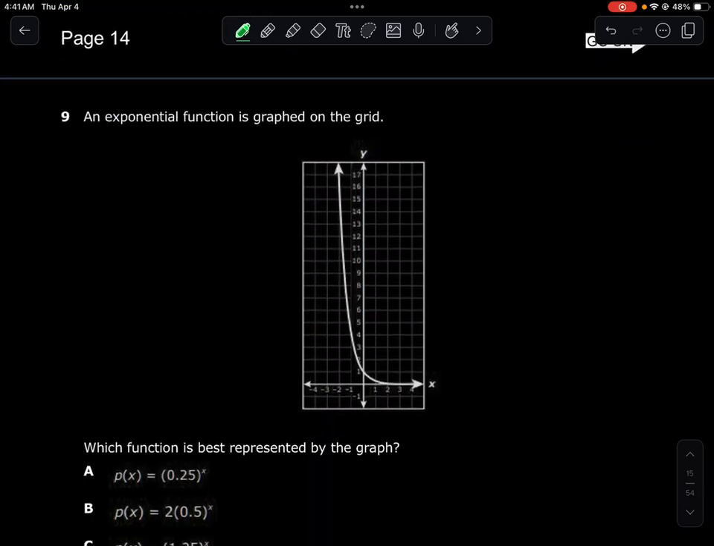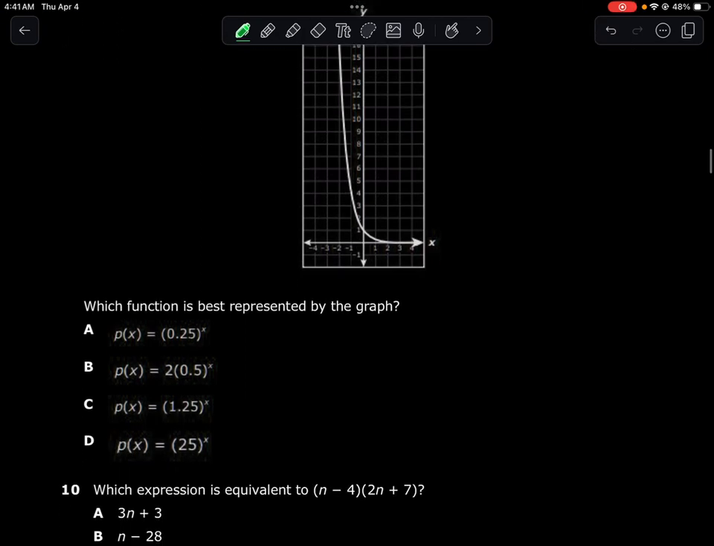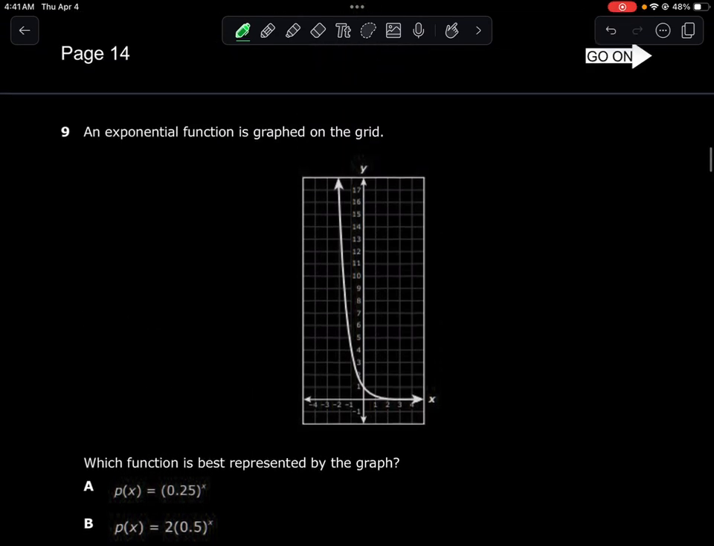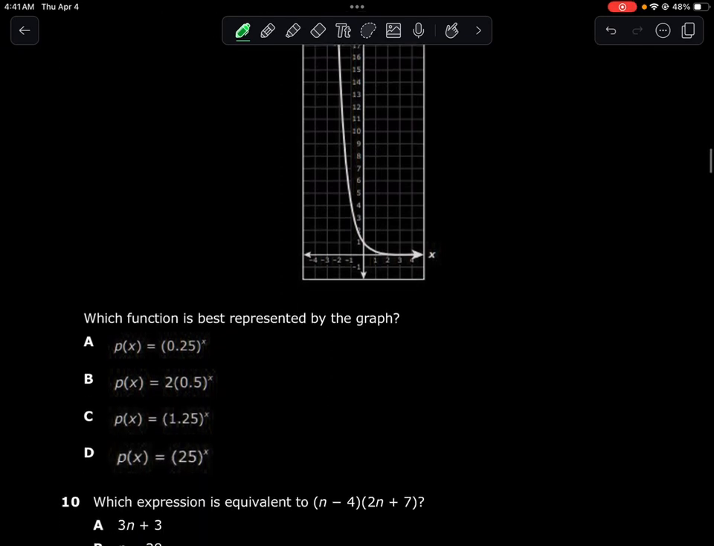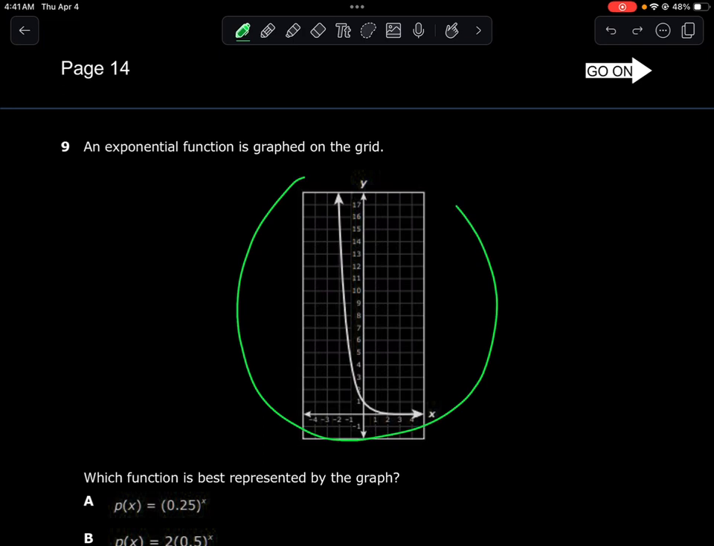Number 9. An exponential function is graphed on the grid. Which function is best represented by the graph? Here I can try to eliminate answers, and if I can't, I'll have to plug in one by one and compare to the graph given. If I have good points, I can tap them to make sure that it's the one that I think it is. If I don't have good points, at least I need to arrange the scale of Desmos to be the same as the scale of the graph given, so the comparison is valid.